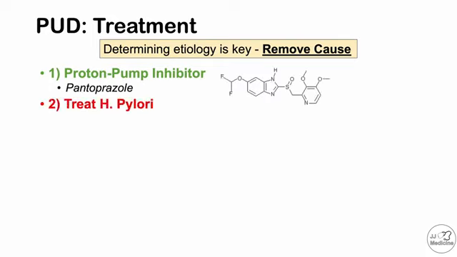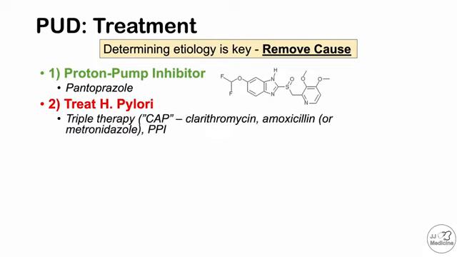If a clinician has found that H. pylori is the cause of peptic ulcer disease, it's important to treat it. And this is done with triple therapy, so by CAP, or clarithromycin, amoxicillin, and a PPI. And if a patient is allergic to amoxicillin, they can use metronidazole. And this is done for 7 to 14 days.